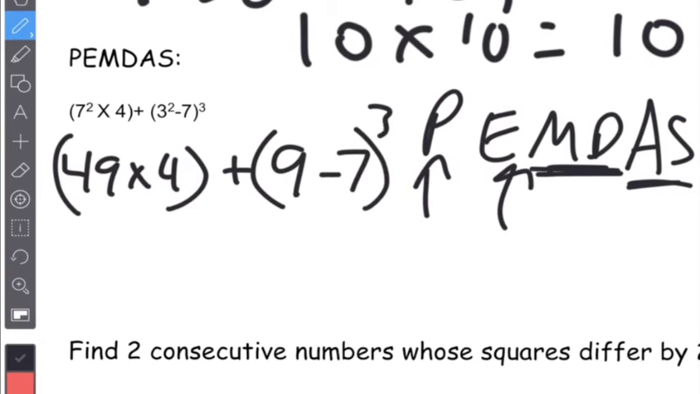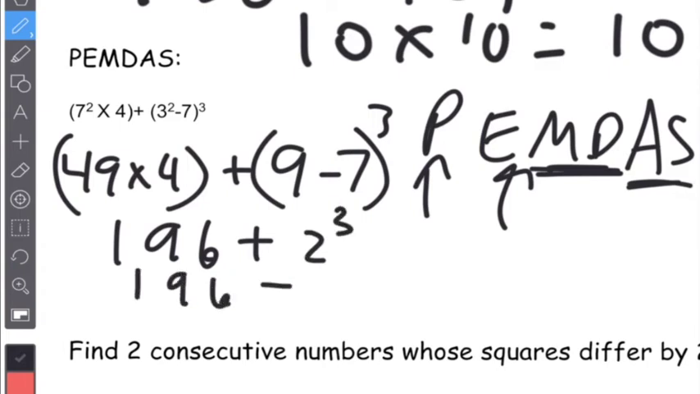Next, keep working on the parentheses. So I have 49 times 4, which is 196, plus 2. 9 minus 7 is 2, and that's cubed. So I have 196 plus 2 cubed, which is 2 times 2 times 2, which is 8. So that answer is 204 when you add it up.